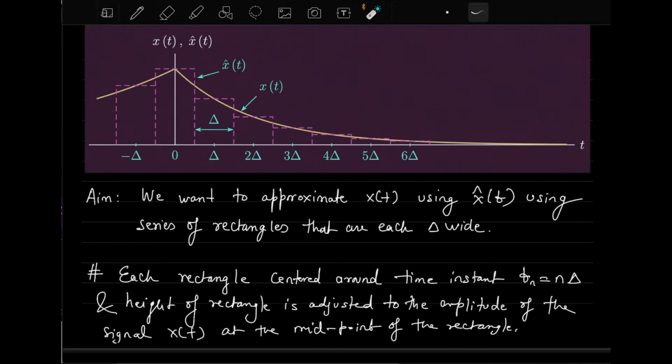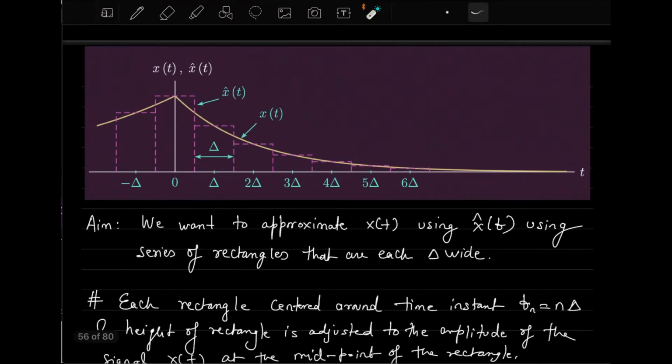The heights of the rectangles are adjusted in such a way that the amplitude of the signal x(t) lies at the midpoint of the rectangle. Here you see the original signal amplitude lies at the midpoint of the rectangle, and that coincides with the time instants delta, 2 delta, 3 delta, 4 delta, 5 delta. So this is basically the diagram and the explanation of it. Our objective is, first of all, to develop this x tilde(t) and see how this will move to x(t).